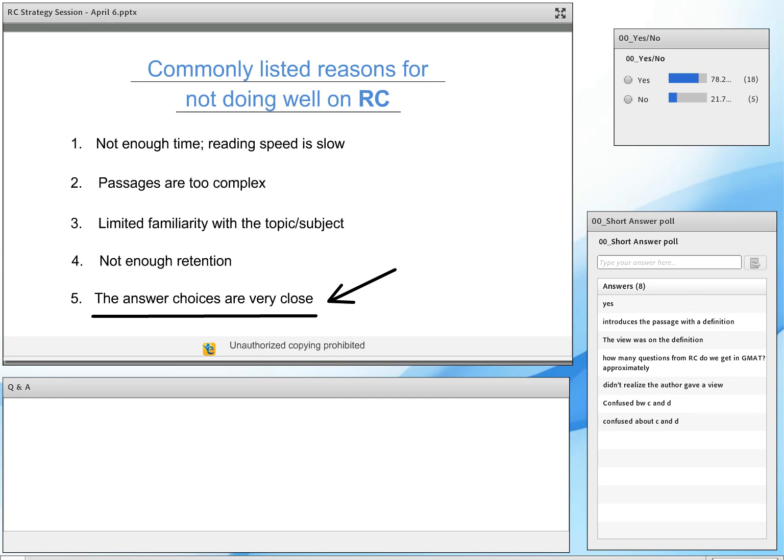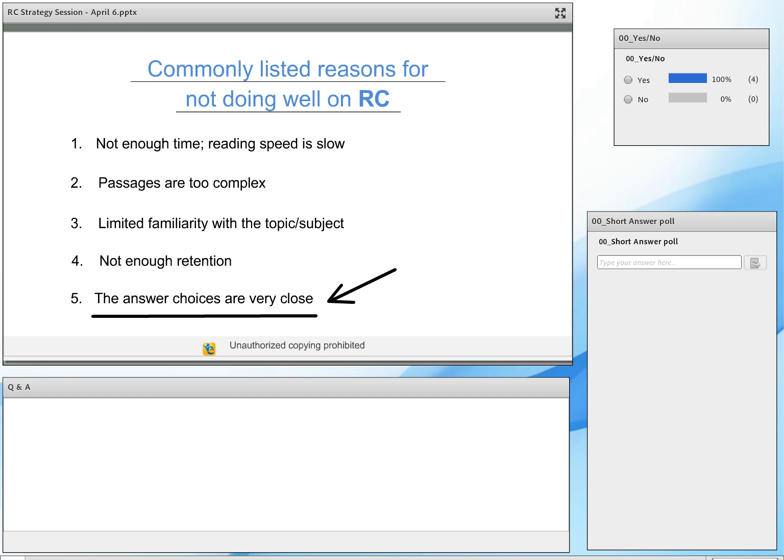So, the root cause behind answer choices appearing to be close is that you don't have a proper understanding of the passage. Okay, and that's the reason why you need to build on your comprehension skills. Is this point clear? Yes or no? Remember, identifying the root cause of the problem is the first step in solving that problem. And answer choices being very close is not the root cause. The root cause is that your understanding is not correct. Okay? All right.